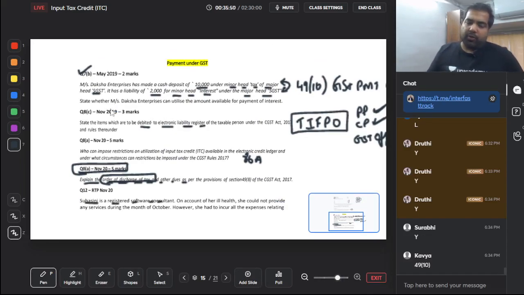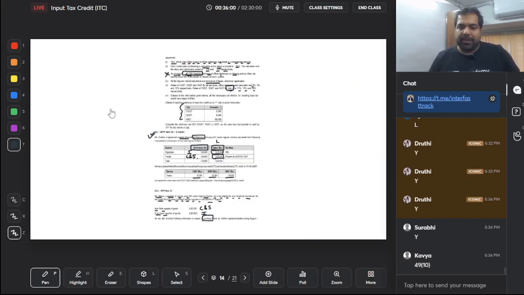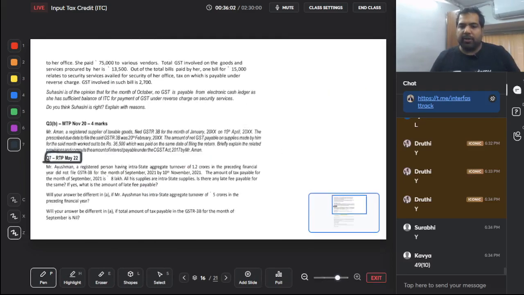Suhasini is a registered software consultant. On account of her ill health, she could not provide any services, so there is no supply. Outward supply is not there. However, she had to incur all the expenses. So she basically had inward supply. Yes, she had to incur expenses.